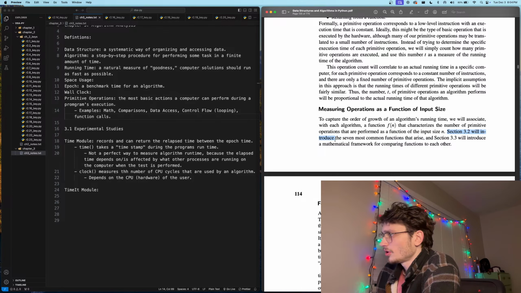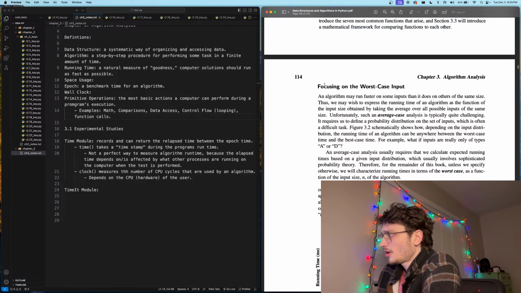Section 3.2 will introduce the 7 most common functions that arise, and 3.3 will introduce the mathematical framework for comparing functions to each other. Focusing on the worst case input. An algorithm may run faster on some inputs than it does on others of the same size. Thus, we may wish to express the running time of an algorithm as a function of the input size.